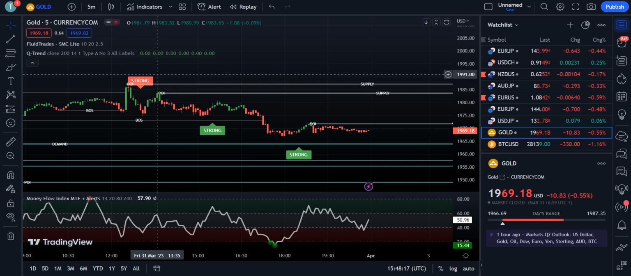But first we have to wait for the strong signal that is given by the indicator, and then we have to enter into the market for the sell signal.